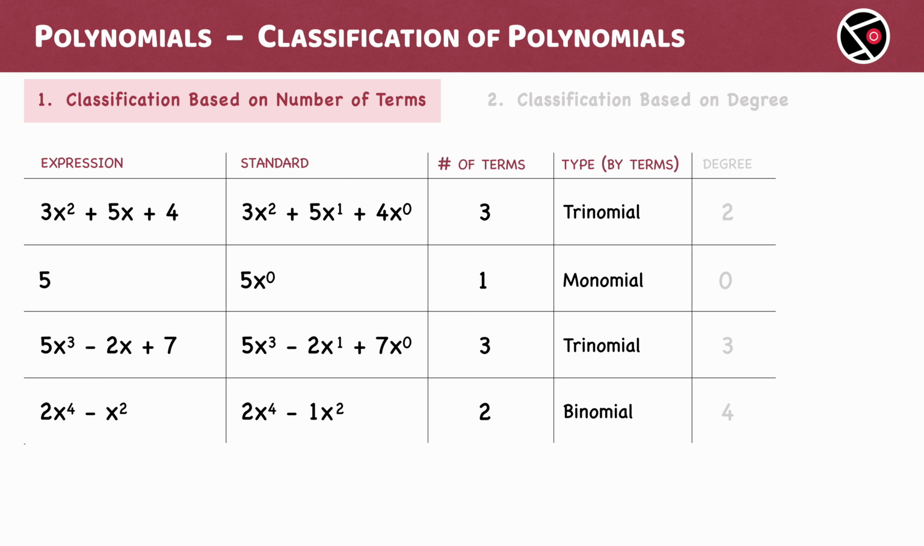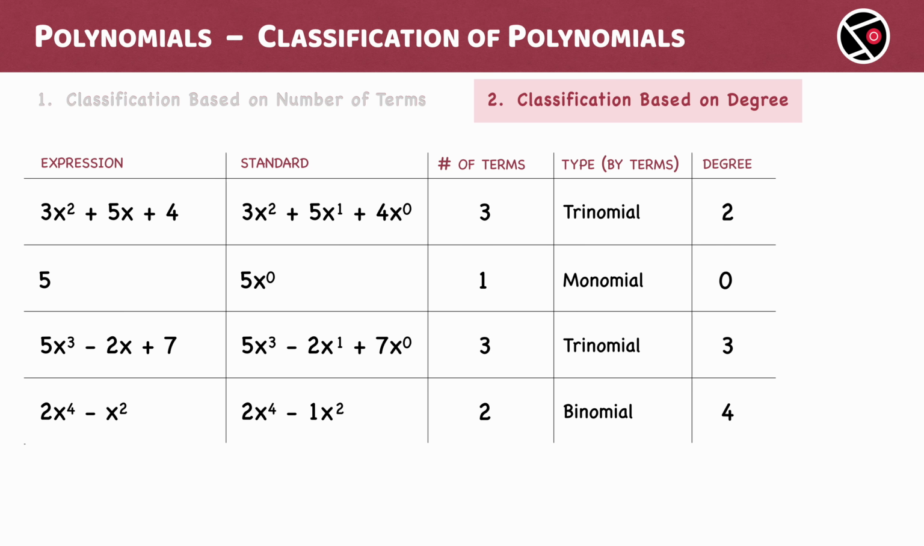So based on number of terms, we commonly use 3 names. A polynomial with 1 term, monomial. A polynomial with 2 terms, binomial. And a polynomial with 3 terms, trinomial. Now let us look at the second way to classify polynomials. Classification based on the degree of a polynomial. To start with, I will add a new column, type by degree.